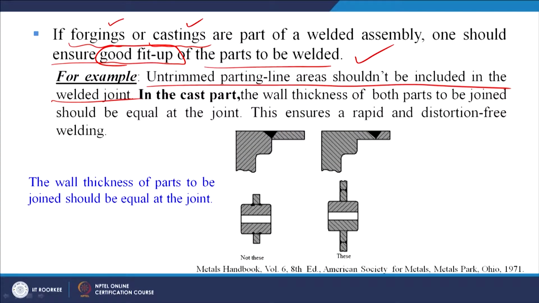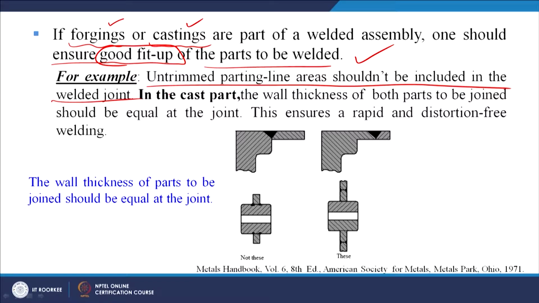So whenever we are welding together, wherever this line has not been trimmed properly, those areas must be avoided for placing them at the welding position. So untrimmed parting line areas shouldn't be included in the welded joint. These parting line areas around the forgings must be avoided from the welded joint.